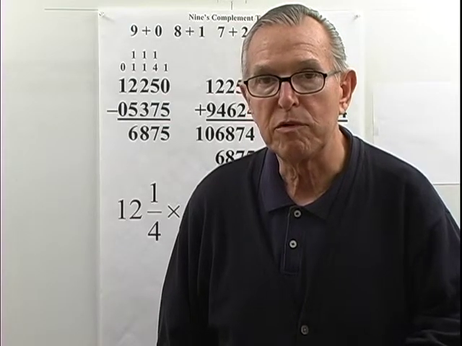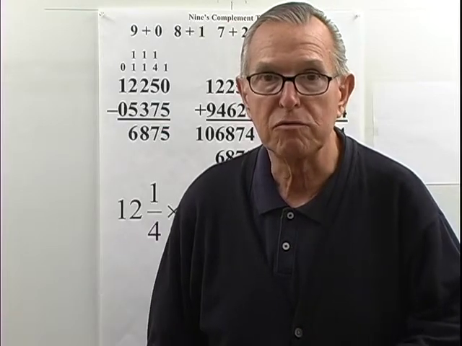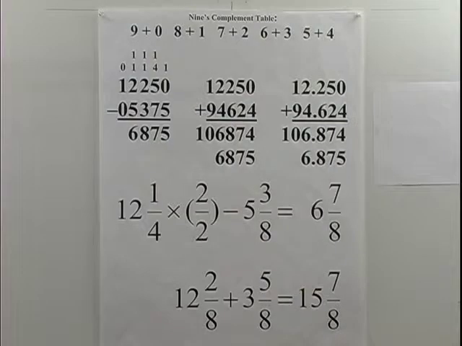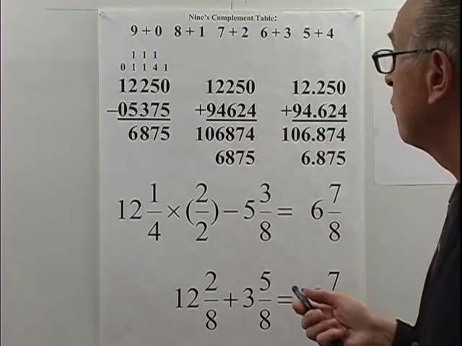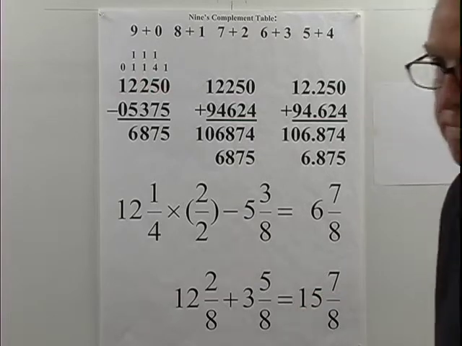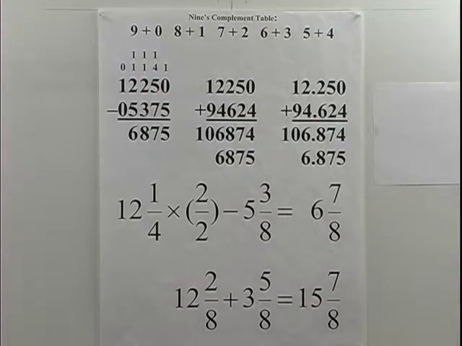We will try the nines complement procedure now on several other problems. First, using the textbook algorithm, from 12,250, I'm going to subtract 5,375. 5 is greater than 0, so I have to borrow 1 from that 5, make it a 4, and this becomes 10. 7 is greater than 4, so I have to borrow 1 from that. That becomes a 1, and this becomes 14.